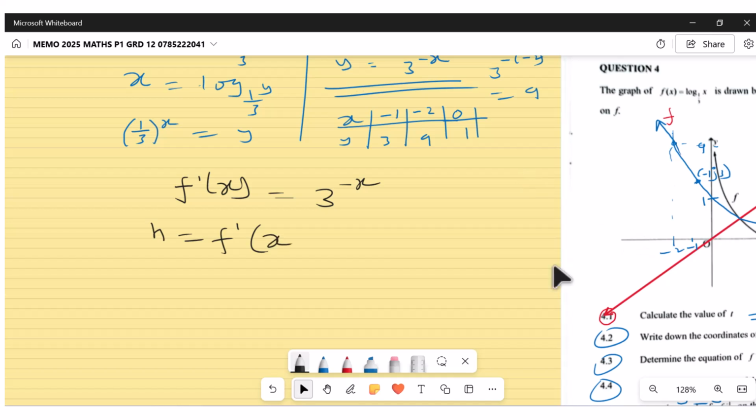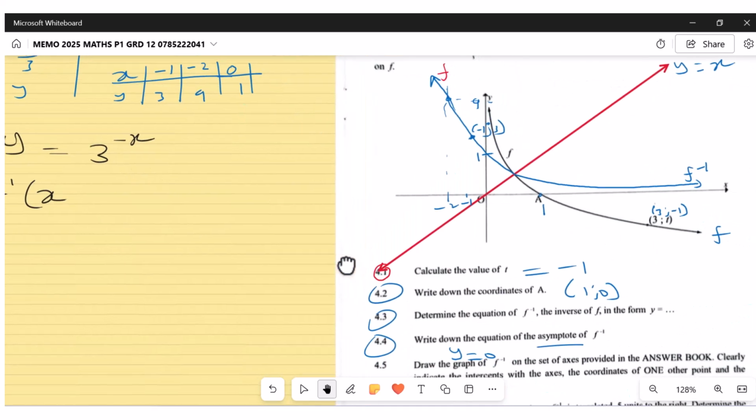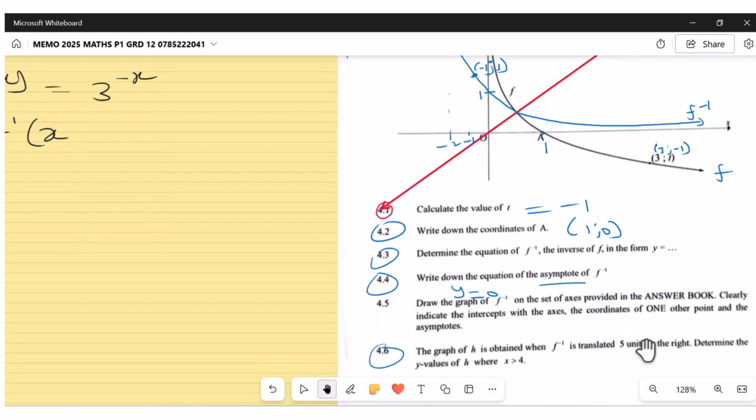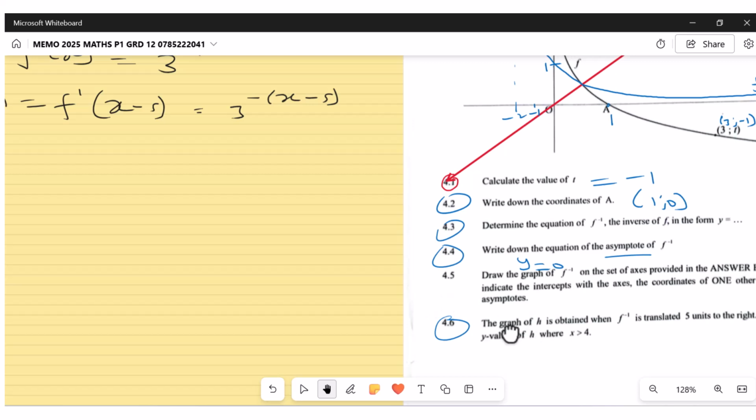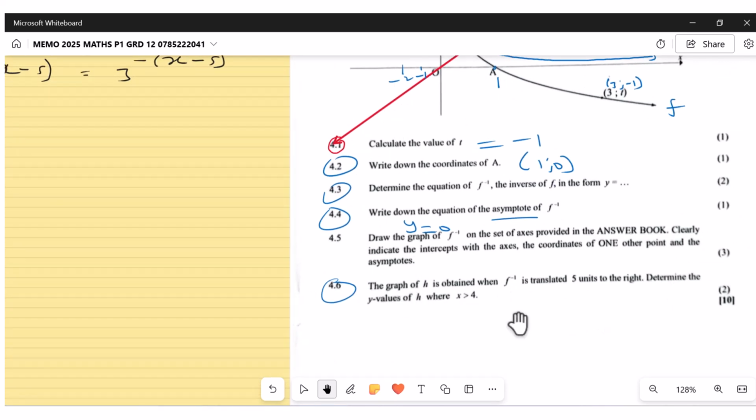Now they said, what must we do? Determine the y values of h where x is greater than 4. Now this 4 is going to be our value. Remember here we have it at x equals 3, this one here. Our x is 3 somewhere here, then 4 should be somewhere ahead here. But then we have to translate this function. Let me translate it now. Do we see what happens?